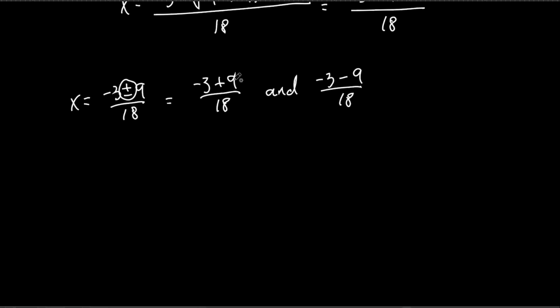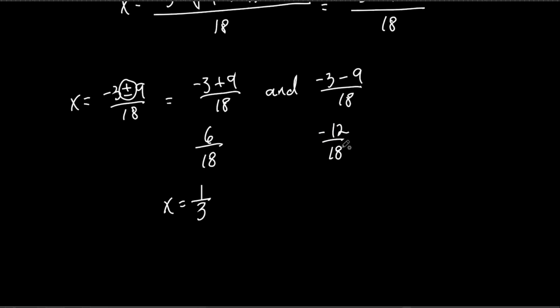So let's do this. Negative 3 plus 9 is 6 over 18. That reduces to what? 6 goes in 18. How about 3? There you go. All right, so you guys in your arithmetic. All right, so what's this? Negative 3 minus 9 is negative 12 over 18.